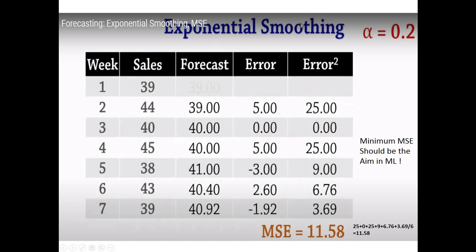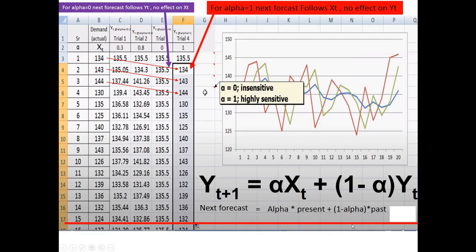In any machine learning problem, the mean square error has to be minimized. That is the best value of alpha. You can see the effect of alpha from this Excel table. When alpha is equal to 0, as I discussed earlier, the forecast follows yt. There is no effect of xt. So you can say all the data are 135.